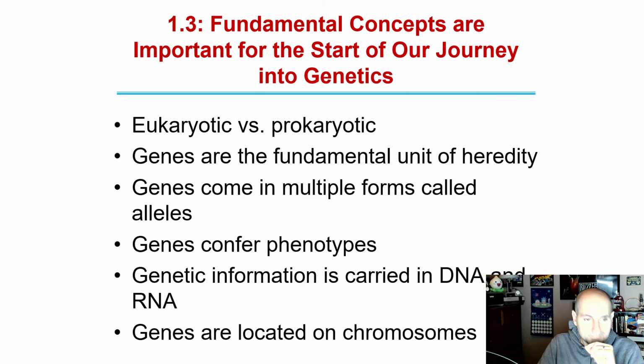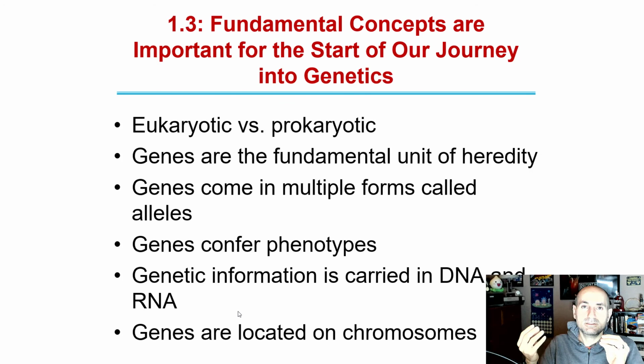Genetic information is carried in DNA and RNA. Genetic information can be carried in DNA. Genetic information can be carried in RNA. This is why, again, the RNA is just a copy of the DNA usually, right? The mRNA is a complementary copy of DNA.